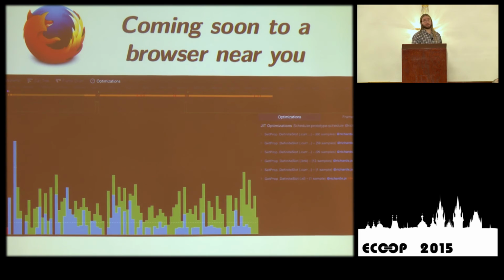Now, the good news is that there is ongoing work at Mozilla by Shu-yu, my co-author, and others as part of the DevTools team and JavaScript Engine team to bring a tool that's based on this work to Firefox. Here we have a preliminary screenshot of the current state of their prototype. It's likely to change before it goes to production, but be on the lookout. This kind of tool is coming to Firefox in the near future.